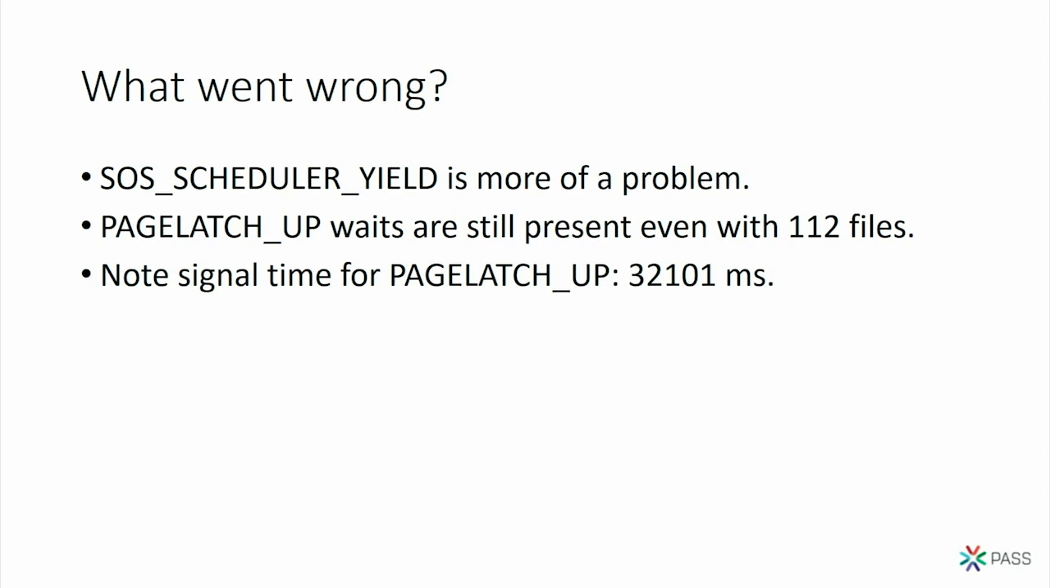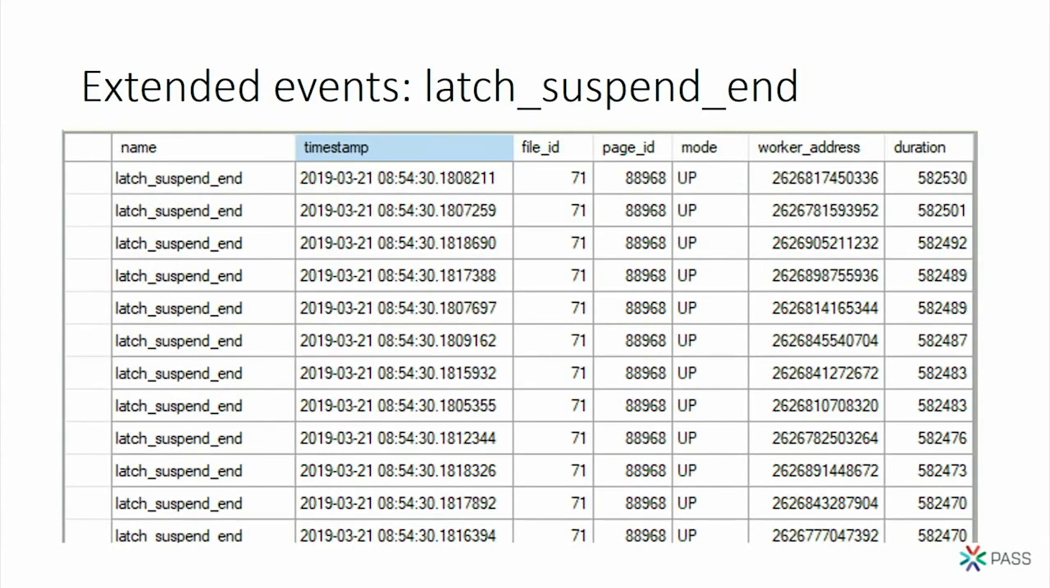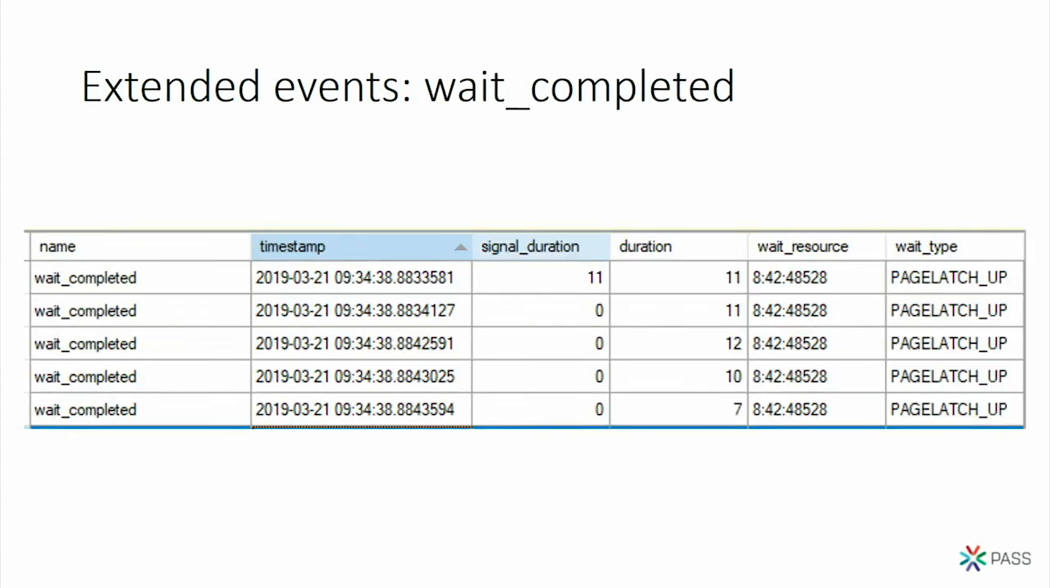But when you use even more extended events to try to get an idea of the pattern here, here's the pattern I often see. One worker enters a signal wait. The signal wait is equivalent to the resource wait.